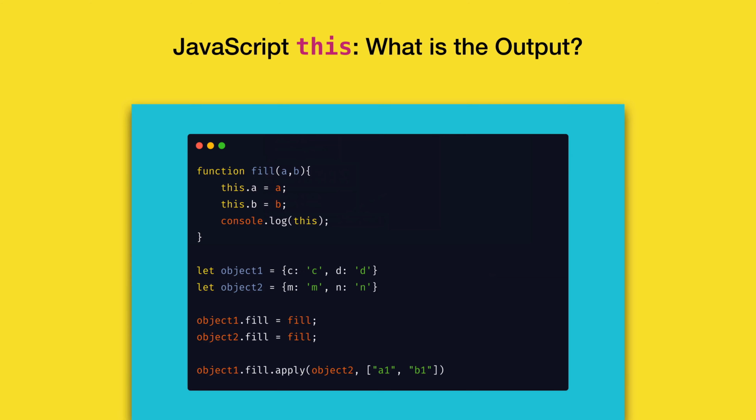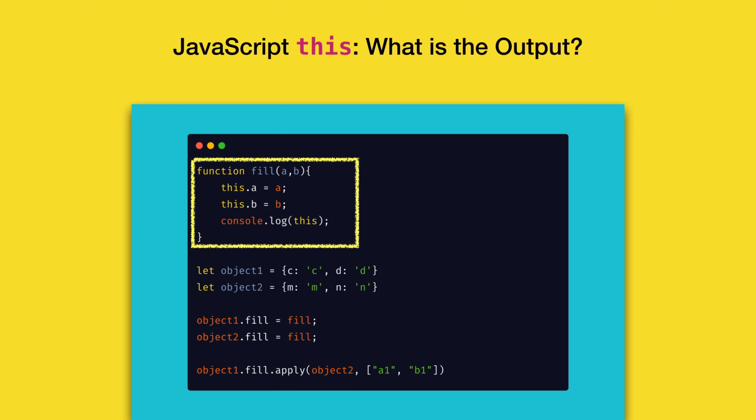Here is some JavaScript code based on JavaScript this, and we want to get its output. There is a function fill that accepts two arguments, a and b. It then assigns two properties, a and b, to this, and then logs the value of this. As you can see, both the properties are assigned to this.